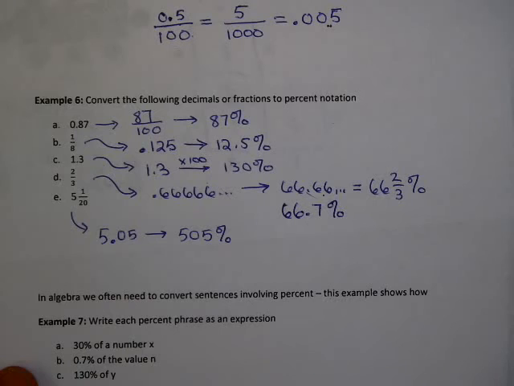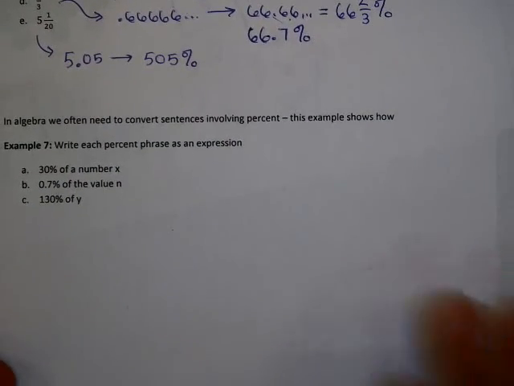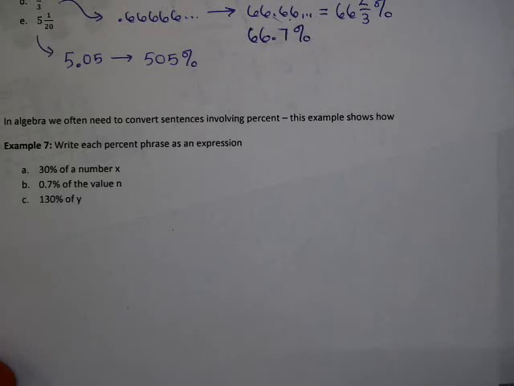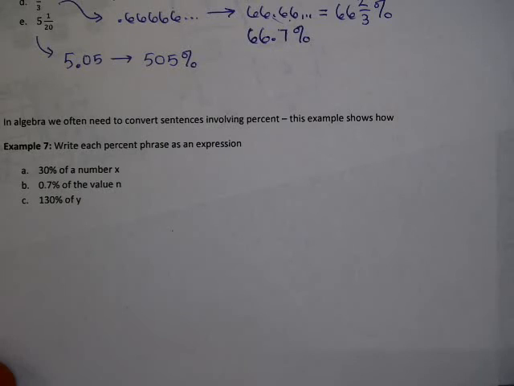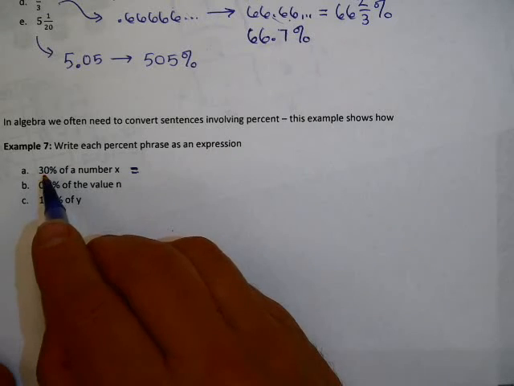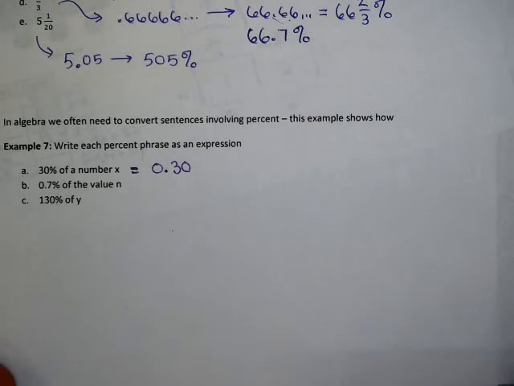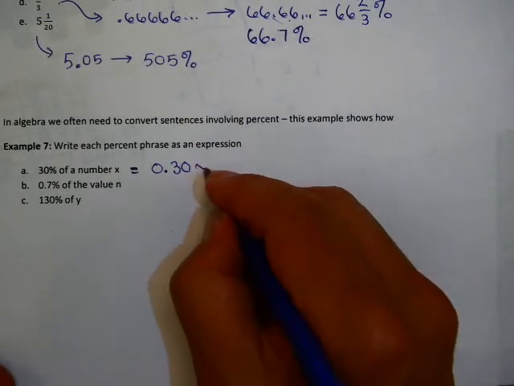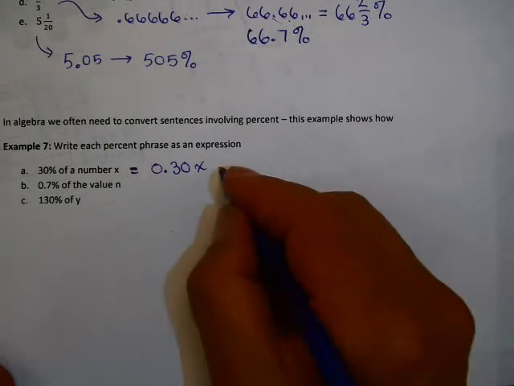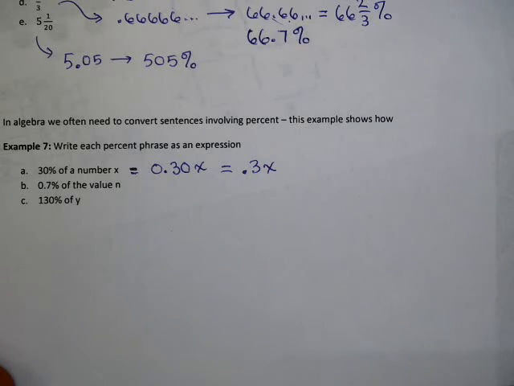In algebra, we often convert sentences using percent. This example shows how to do this. So we're going to write each of these examples as a percent. 30% of a number: 30% can either be written as 30 over 100, or more conveniently, 0.30. 30% of a number then would be 0.30x. We don't need that 0 in the hundredths place, so we can just write 0.3x.